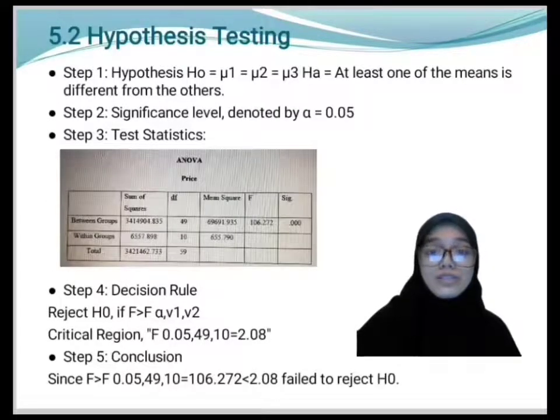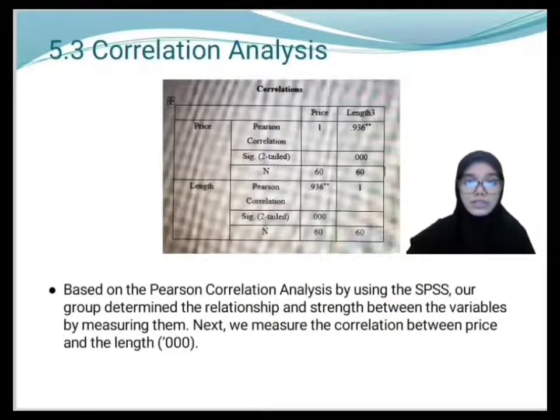5.2 Hypothesis Testing. Step 1 until Step 3 follow the diagram. Step 4 Decision Rule. Last but not least is Step 5 Conclusion. 5.3 Correlation Analysis. Based on the Pearson correlation analysis by using SPSS, our group determined the relationship and strength between the variables by measuring them. Next, we measure the correlation between price and length.